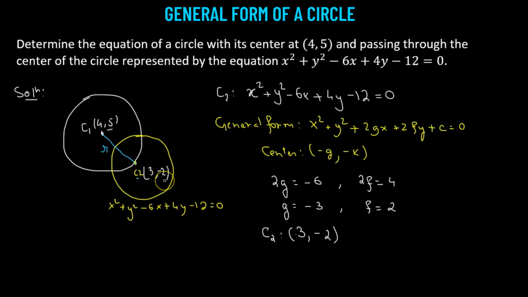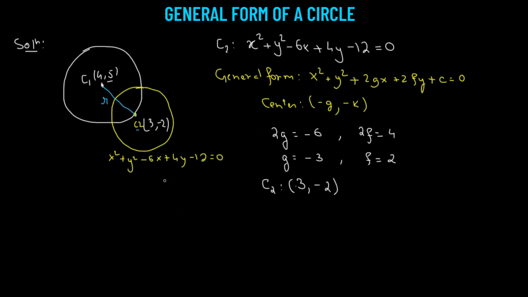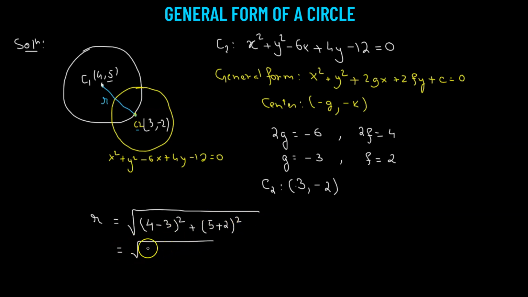Now that we have center C2, what we'll do? We'll try to obtain the radius. So our radius r is going to be equal to, we'll take the square root. We have to apply the distance formula. First, underneath the square root, we'll take the difference of the x coordinates. That's 4 minus 3. We're going to square it and then add it to the difference of the y coordinates, that's 5 minus of minus 2. So we get 5 plus 2 and then we'll have to square it. Let's obtain this value. We have 4 minus 3, that's 1. 1 squared will be positive 1. Plus we have 5 plus 2, that's 7. 7 squared is 49. So our radius comes out to be square root of 50 units. That's the radius of the circle with center C1.